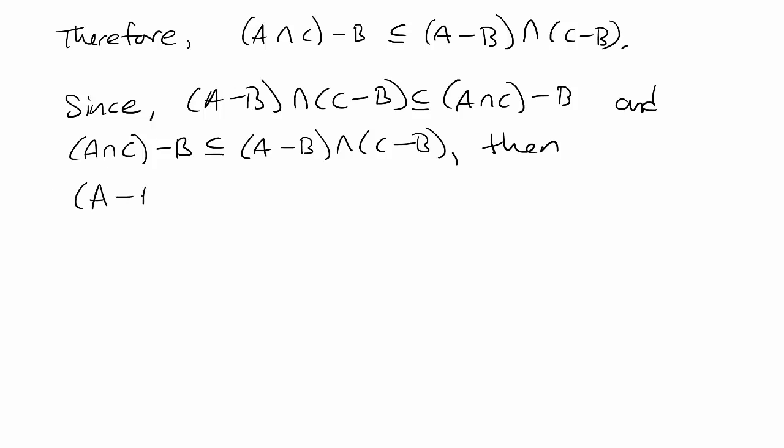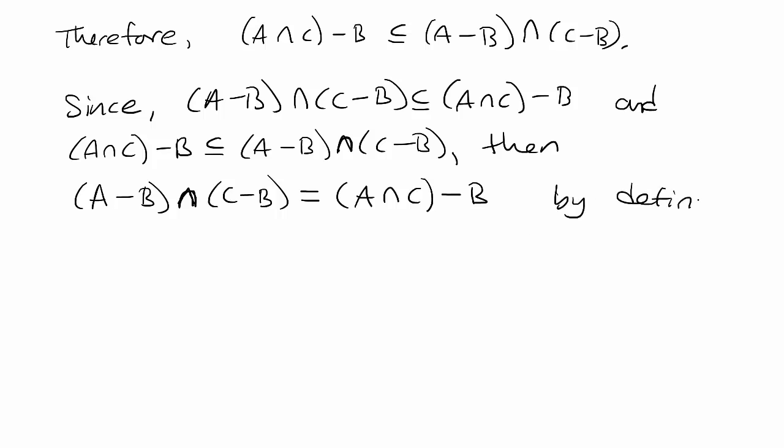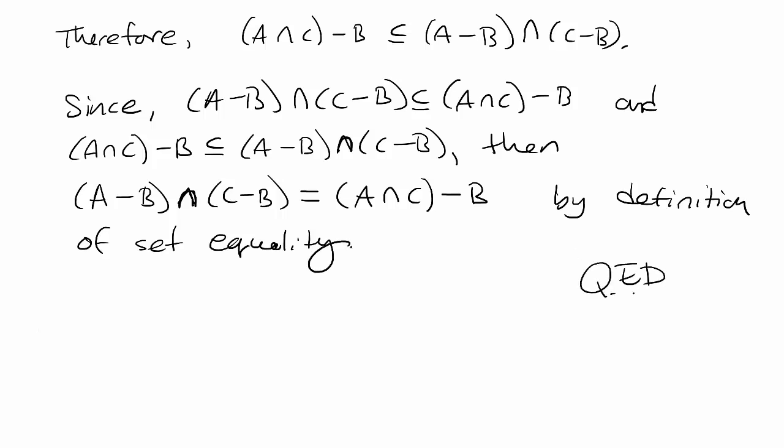So I'm going to say the set difference between A and B intersected with the set difference between C and B is equal to A intersected with C and the set difference of that with B. And actually we should put down by definition of set equality. And then we're finally done, so we'll put our QED at the end.